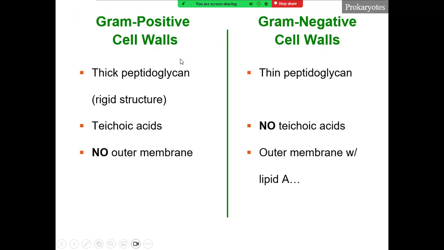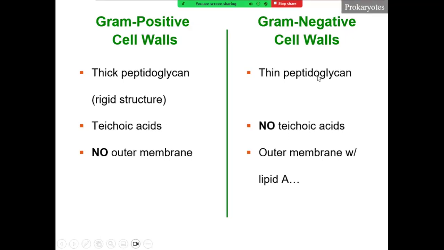So comparing the gram-positive cell wall to the gram-negative cell wall, the gram-positive cell wall has a thick peptidoglycan structure, giving the cell a rigid structure. The gram-negative cell walls have a thinner peptidoglycan layer. It does protect the cell from osmotic lysis, but the cell is not as rigid. It is rigid in that all the cells will have the same shape, but it is not as rigid as the gram-positive cell wall. Teichoic acid is found in the gram-positive cell wall.